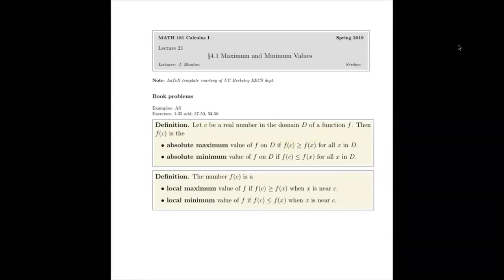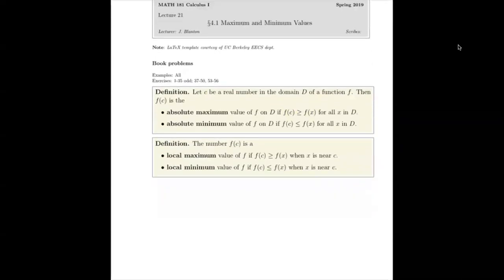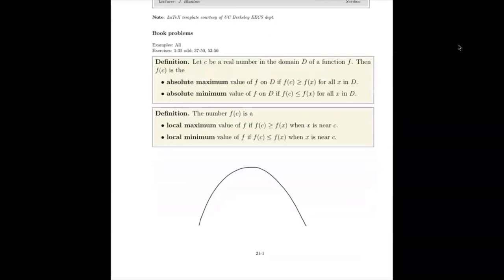Here's a sketch of a function whose domain is all reals and has an absolute maximum at some value c. This we'll say is the point c, f of c. It has a maximum at x equals c, and the value of that maximum is f of c. It's the top of the parabola here, if this were a parabola, which we're more or less assuming it is. So that is a sketch of that.